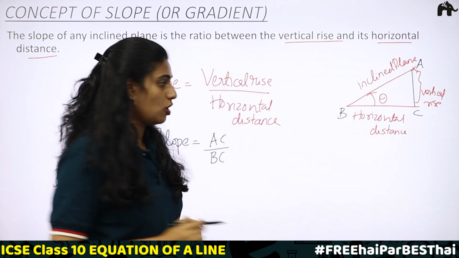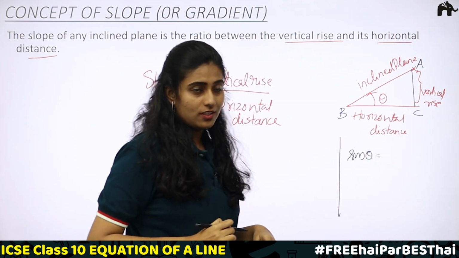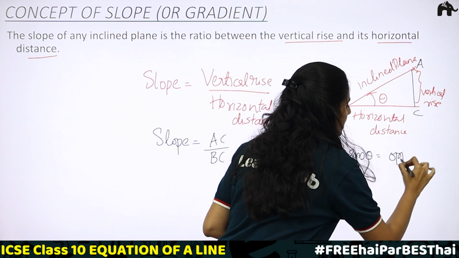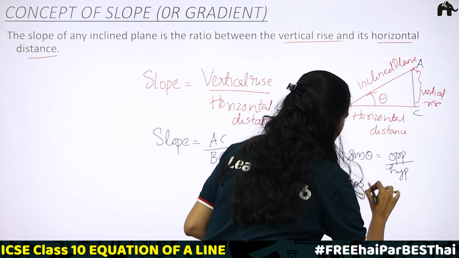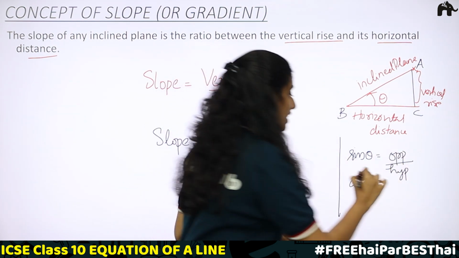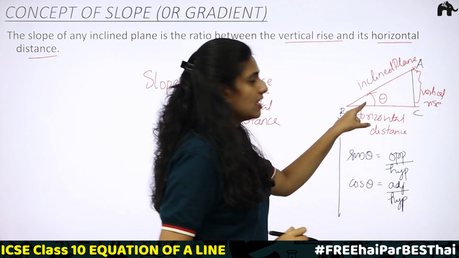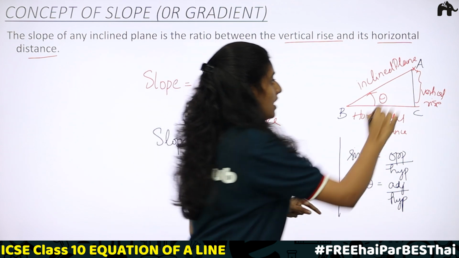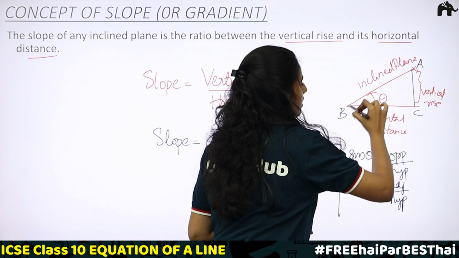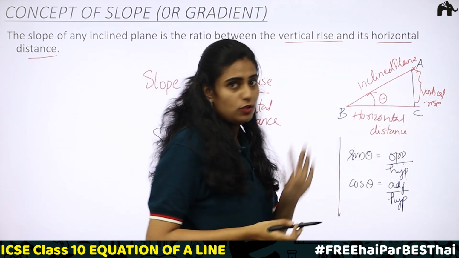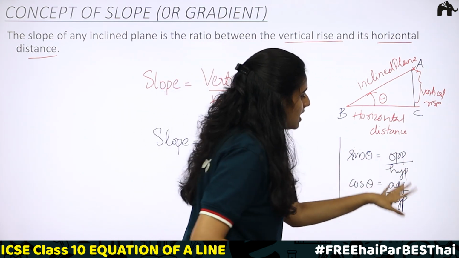We have studied in trigonometry, sine of some angle theta is equal to opposite side divided by hypotenuse. Cos of angle theta is equal to adjacent side divided by hypotenuse. So here we are considering this angle theta, which is our inclination. This is the opposite side, this is the adjacent side, and this longest side of the right triangle is the hypotenuse. Here sine of theta is opposite by hypotenuse, and cos of theta is adjacent by hypotenuse.